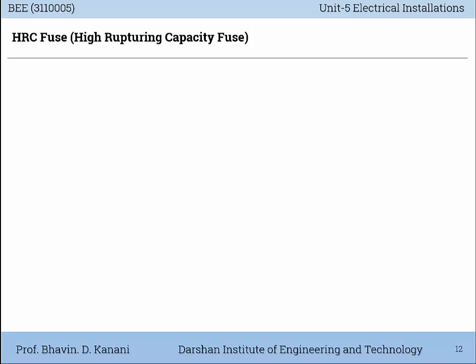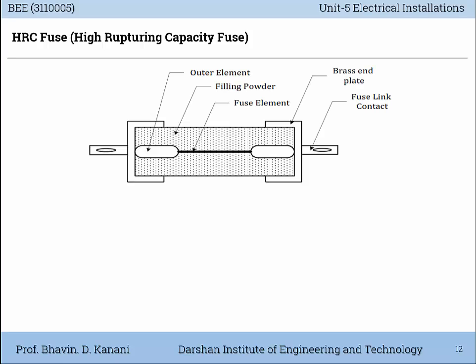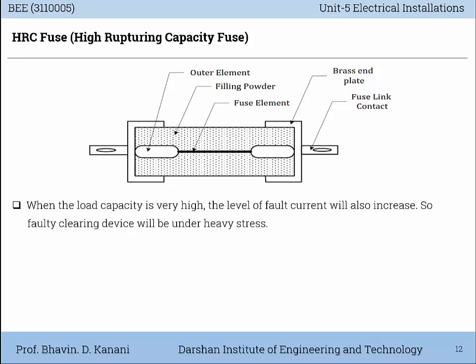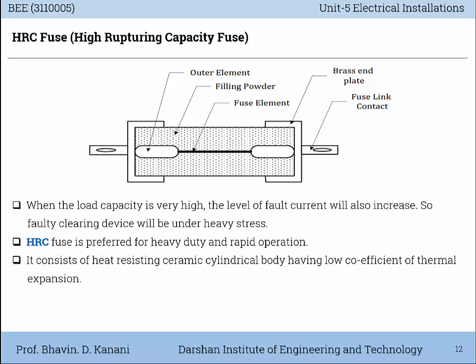Next is HRC fuse. The full form of this fuse is high rupturing capacity fuse. See, in this diagram there are many parts of this HRC fuse. When the load capacity is very high, the level of fault current will also increase. So fault clearing device will be under heavy stress. HRC fuse is preferred for heavy duty and rapid operation.